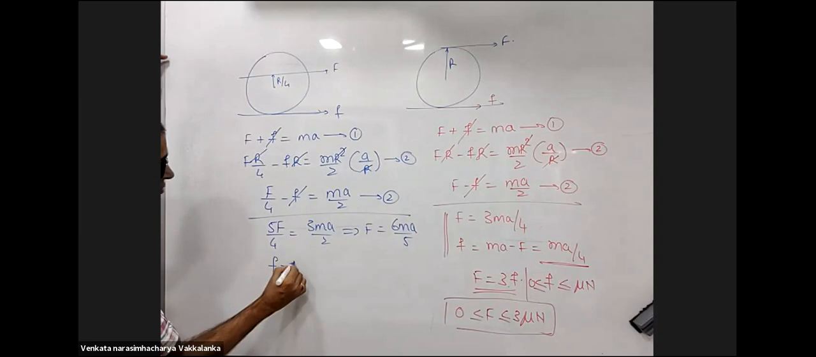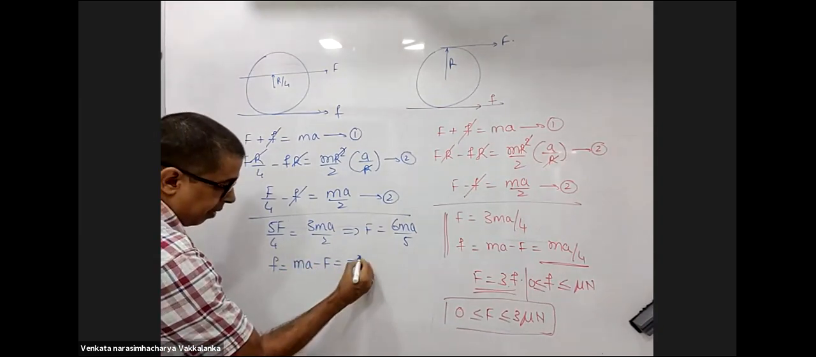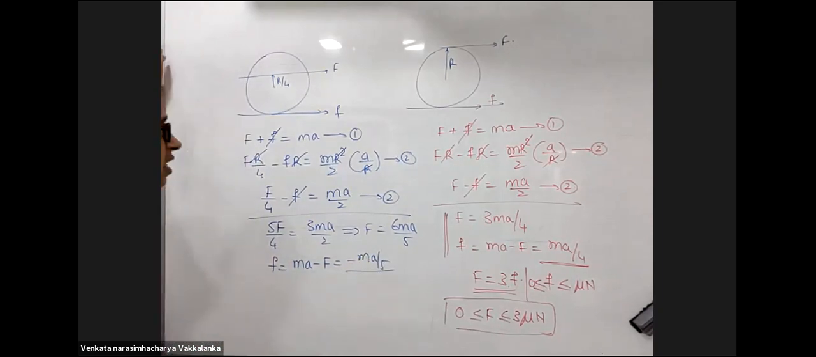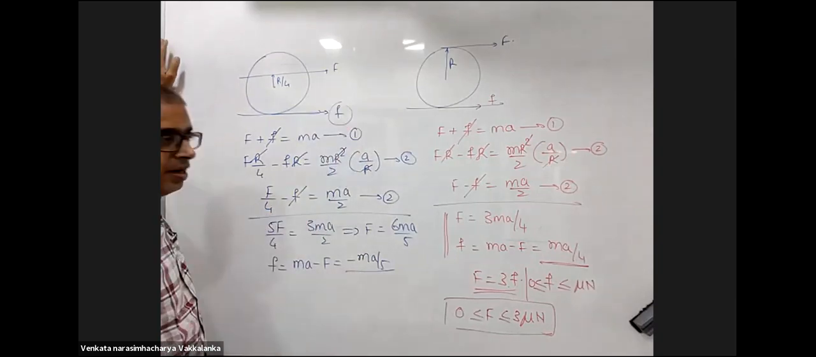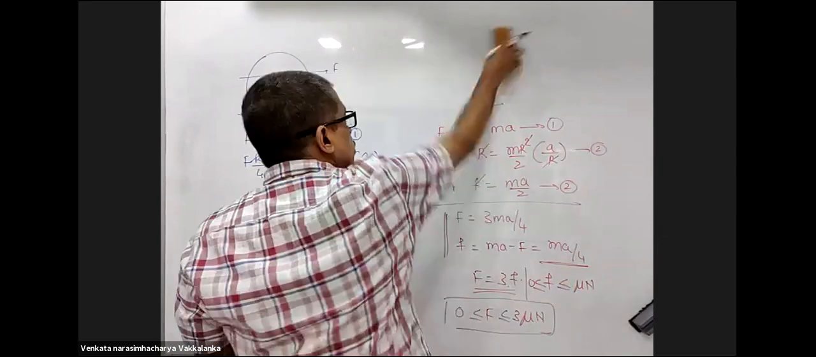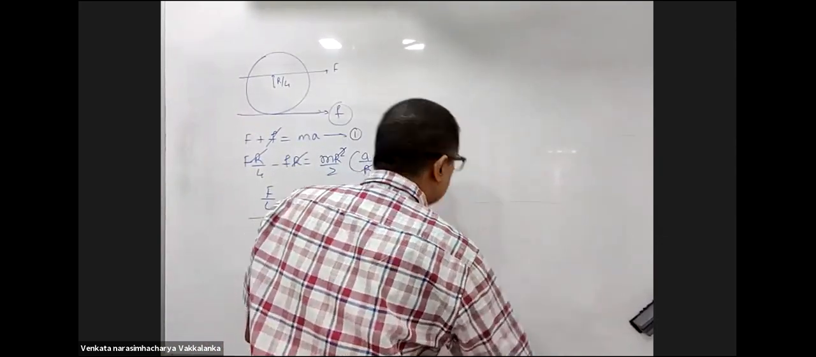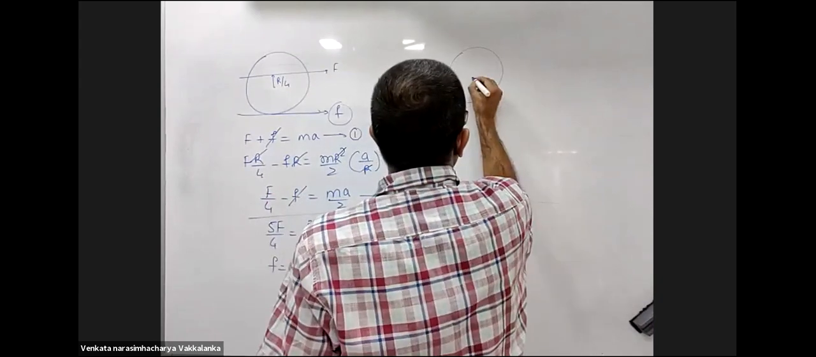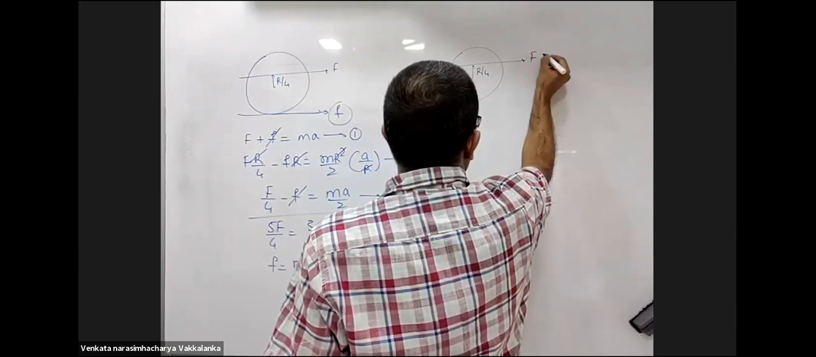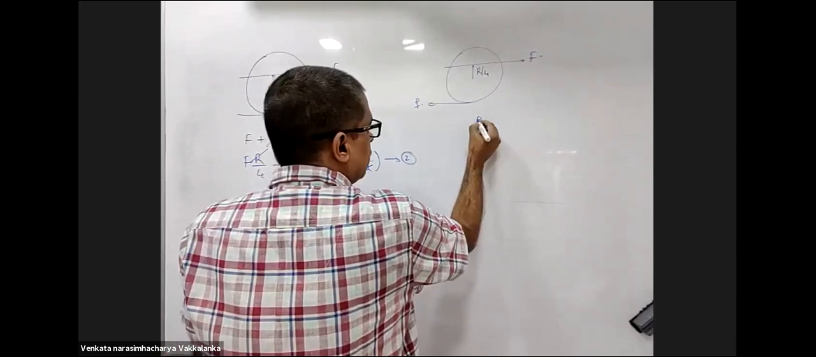What is small f equal to? Minus MA by 5. Minus MA by 5. What does this negative sign tell me? Opposite direction. The direction of friction I have taken is wrong. It should be in the backward direction. So now I conclude that if I apply a force at a height of r by 4, friction will act in the backward direction.